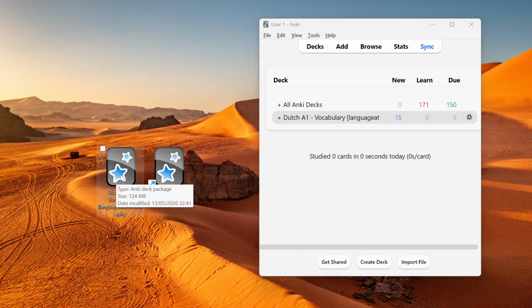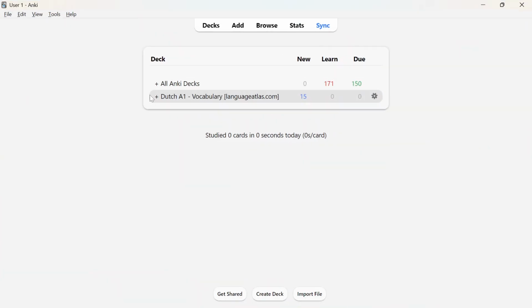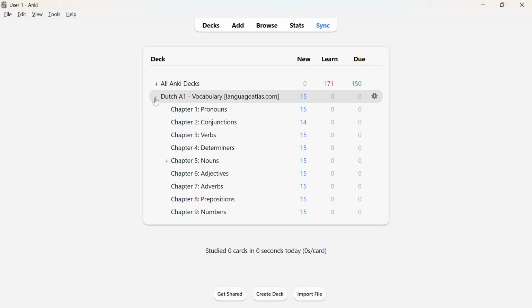Now we can see that I have the Dutch A1 vocabulary Anki deck right over here. Normally you would double click to open it, but I've already done so. I will maximize Anki, and I'd like to get started with my first point, which is to show you the course structure. This is the overall Dutch A1 vocabulary Anki deck, and inside it we see 9 chapters. Chapter 1 pronouns, Chapter 2 conjunctions, Chapter 3 verbs, Chapter 4 determiners, Chapter 5 nouns, Chapter 6 adjectives, Chapter 7 adverbs, Chapter 8 prepositions, and finally Chapter 9 numbers.